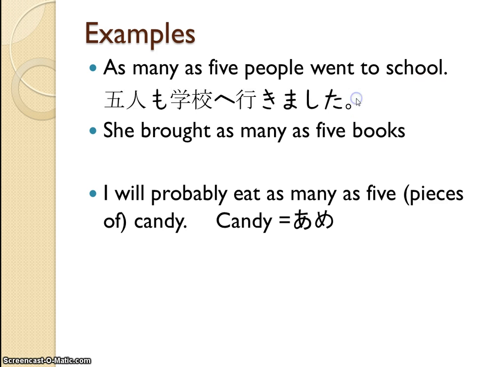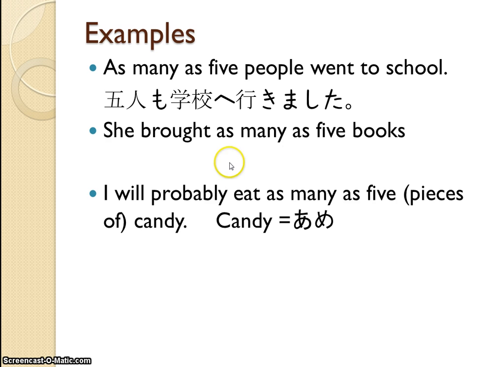Okay. 5人も学校へ行きました. Now, the assumed subject would be the number of people. So, just people. So 5人も学校へ行きました. In this case, there is nothing that precedes this because that would be the subject and it's assumed.